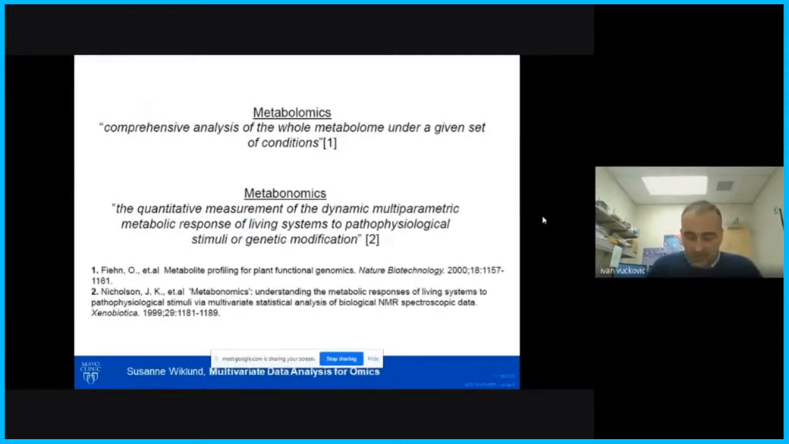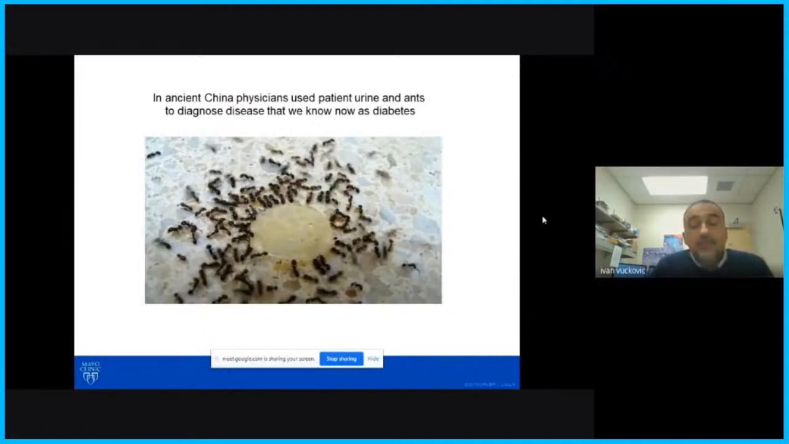The term metabolomics is relatively new, and it was first mentioned at the beginning of this millennium, where two godfathers of the field gave their definitions of metabolomics. So even though the discipline is new, the concept itself is very old. It is known that in ancient China, physicians used patient urine and ants to diagnose a disease that we now know as diabetes. So urine from the patients with diabetes contains glucose, and ants like sugar, so they will be attracted to it. If they don't care about the urine, then you are good. You are not sick.